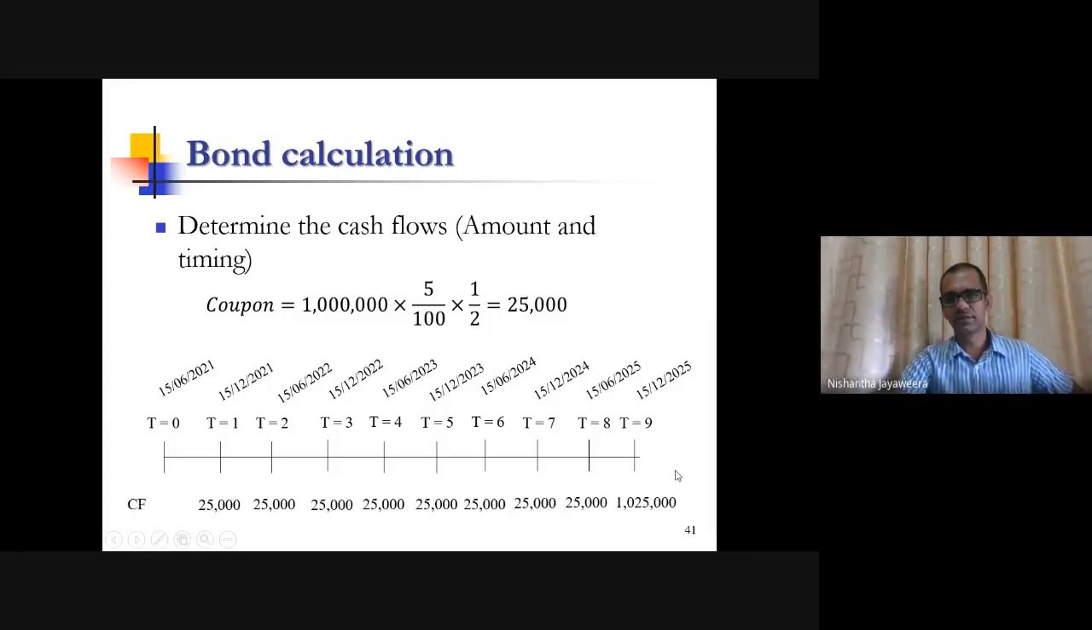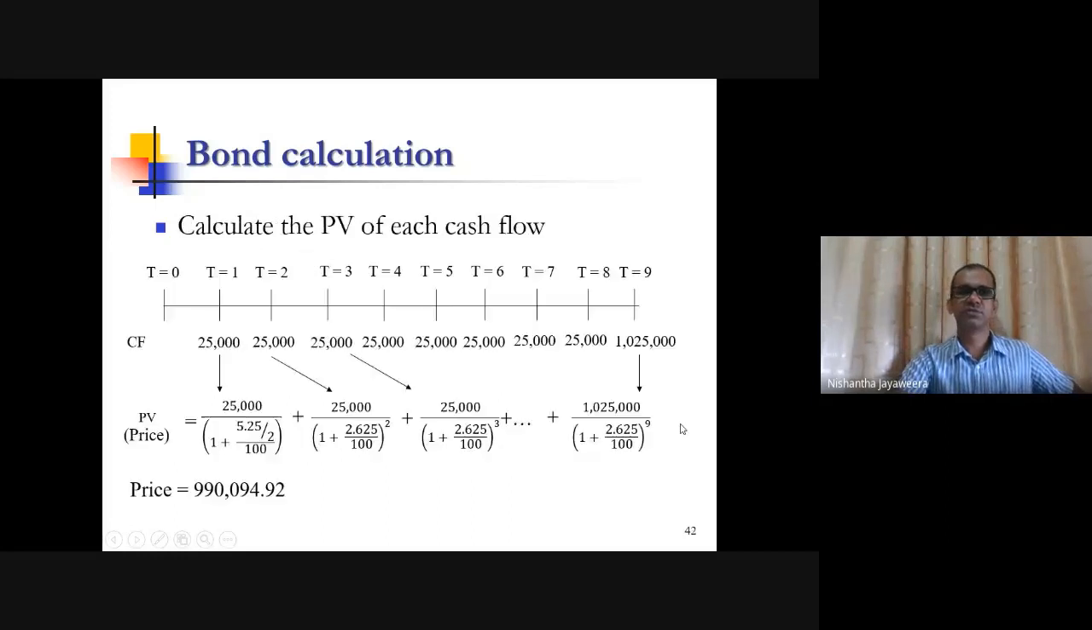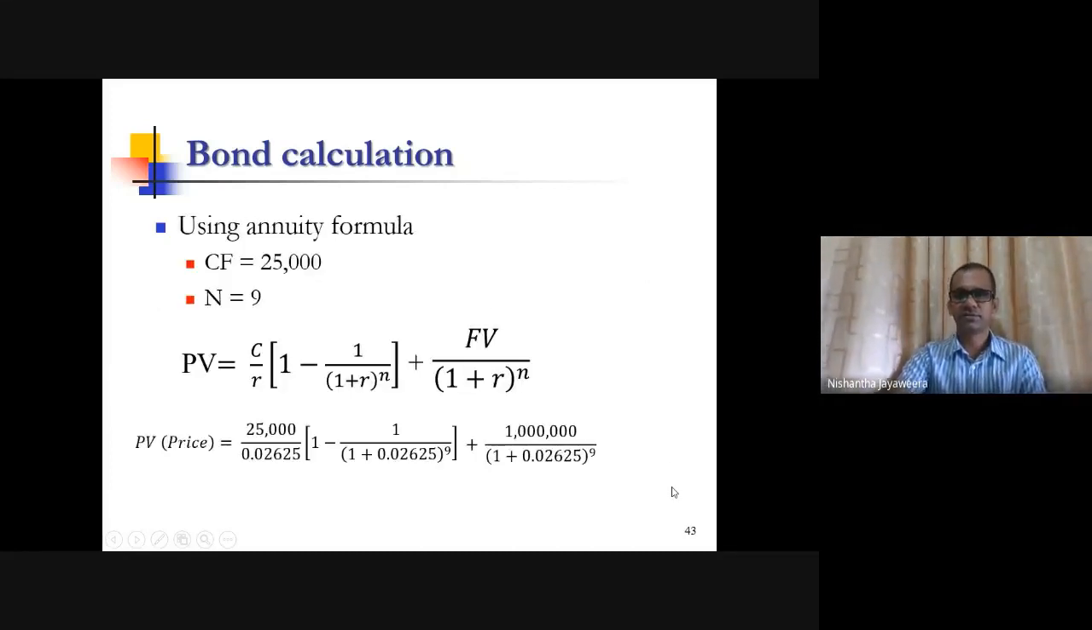There are 9 coupon payments and at the end, the face value. Calculate the present value of each cash flow, you get this answer. This is what we did last week. The same thing using the annuity formula, the same annuity formula.